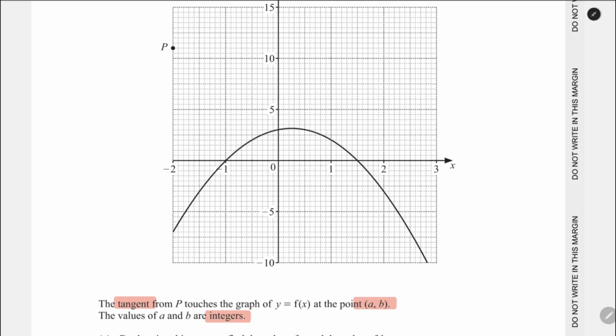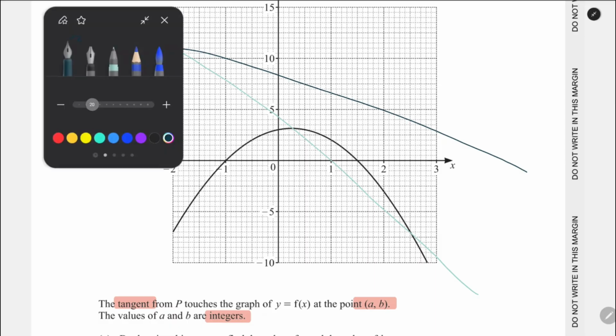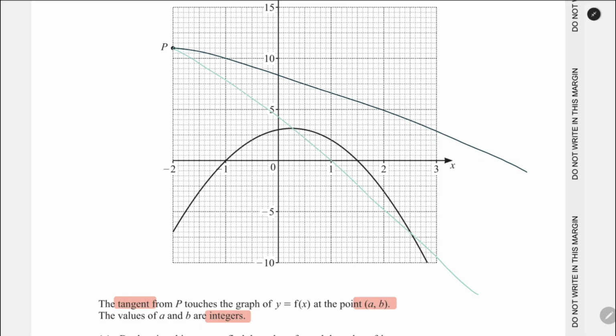Let me just leave that on the screen so that you can compare. So this isn't a tangent. Neither is this a tangent, because this particular line, yes, it passes through point P, but it is not touching the curve anywhere. So it's not a tangent to the curve. Your tangent to the curve should pass through P and touch the curve at just one point.